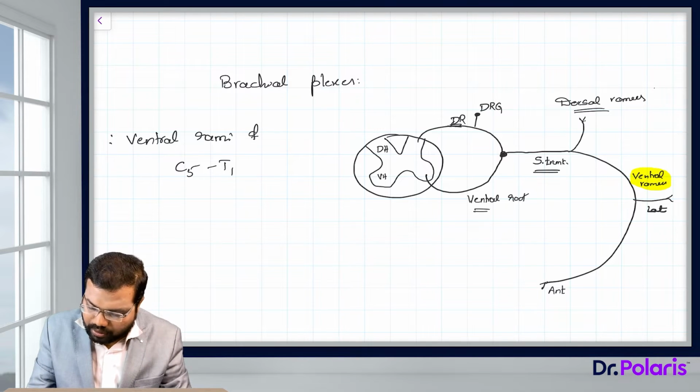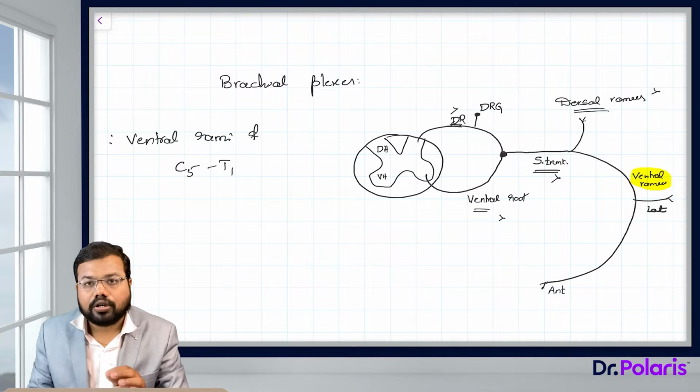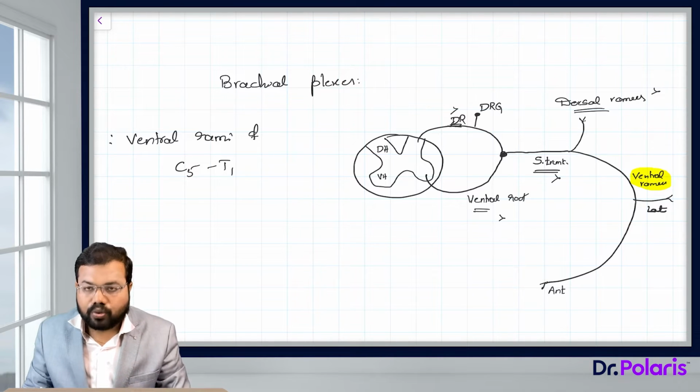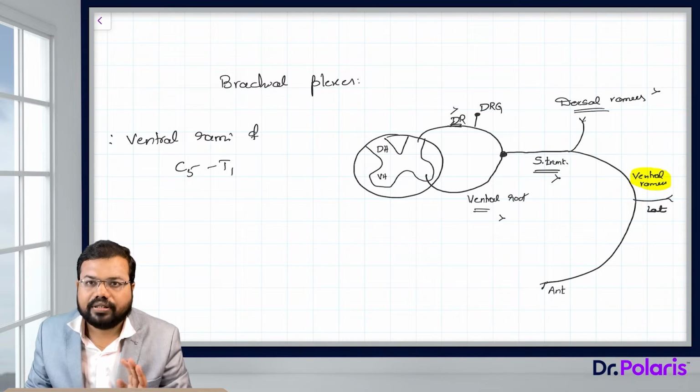I am not talking about the dorsal ramus, I am not talking about the spinal trunk, ventral root or dorsal root. I am talking only about the ventral ramus. From that ventral ramus, your brachial plexus begins. Whatever I am starting from C5 to T1, that is a ventral ramus only. I am not talking about whatever is present before it. Okay.